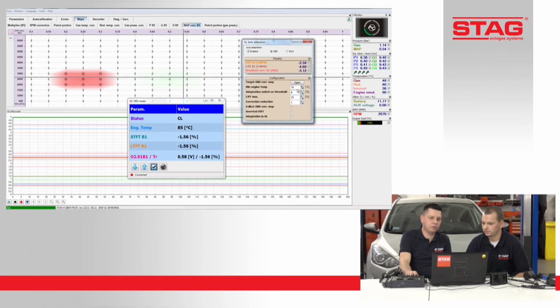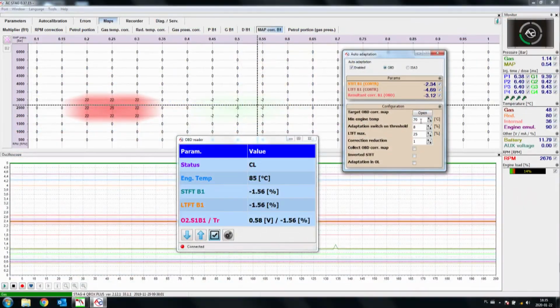Okay, minimum engine temperature is the temperature that our system has in the engine emulation value, right? So the system is changing injection, but only if we reach the 70 degrees Celsius of the engine. Which is good, because most engines use rich mixture while heating up, so it doesn't make sense to turn on adaptation while the engine is not hot enough.